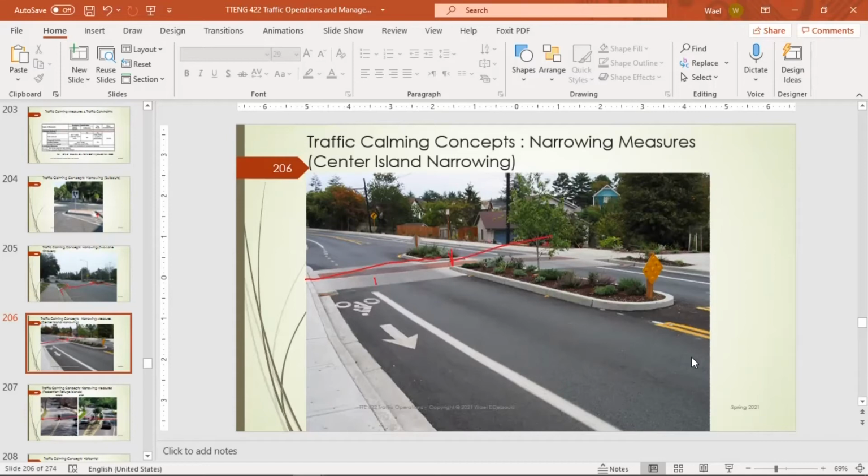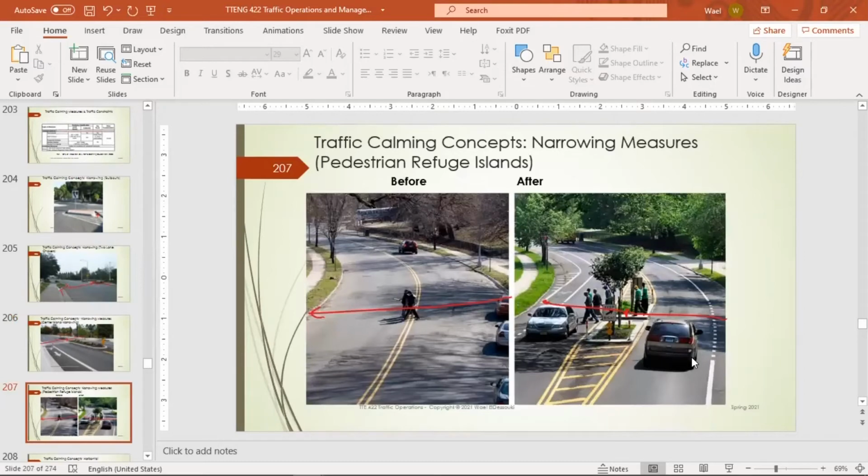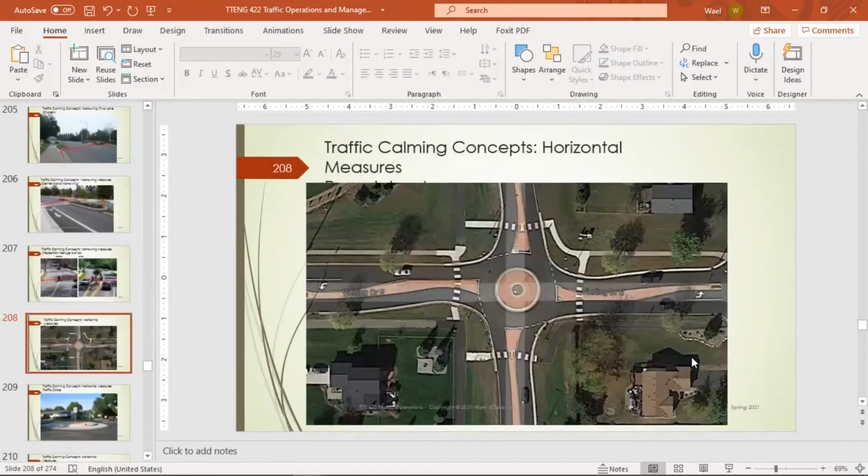So in this we have two measures. First, the narrowing measure, okay, and the raised pedestrian crossing, as we explained before. Then that's the roundabout. Of course, roundabouts force drivers to reduce their speed. As you can see, the route used to be like this, but now the driver must go in like this, then turn, then continue. These force drivers to slow down.